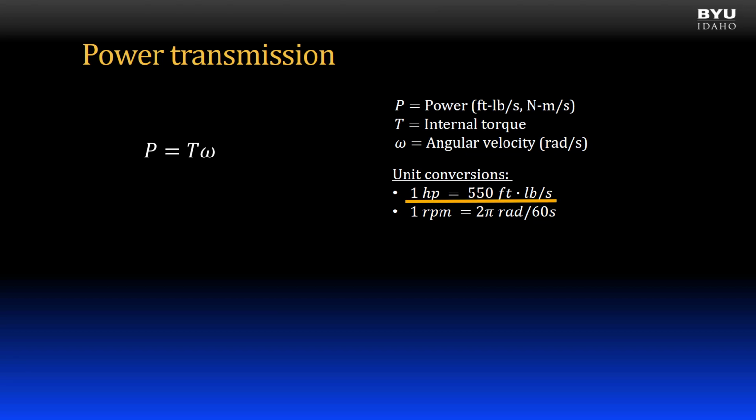A helpful conversion is 1 horsepower is equal to 550 foot-pounds per second. Multiply by 12 to convert to inch-pounds per second. In SI units, Newton meters per second is used, and it is relatively trouble-free. Angular velocity should be in units of radians per second, but is often found in revolutions per minute, or RPMs. Convert revolutions per minute to radians per second by multiplying RPM by 2 times pi over 60.